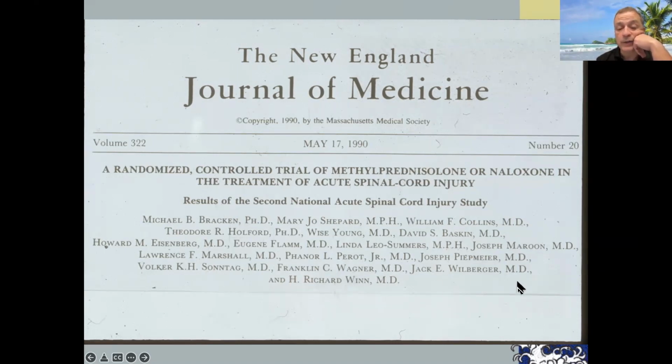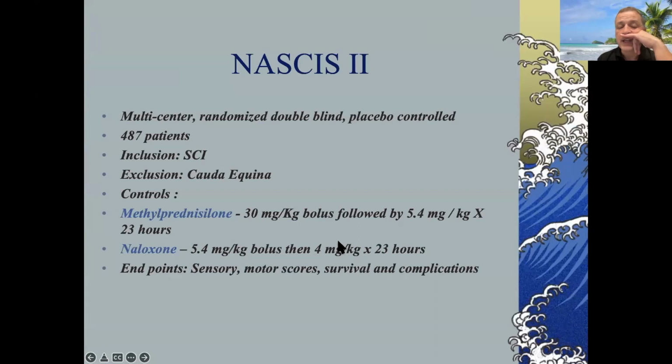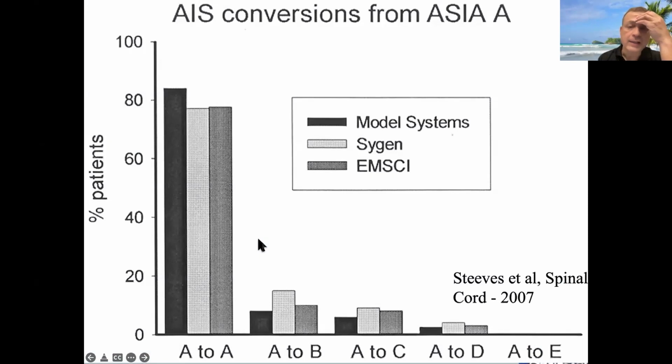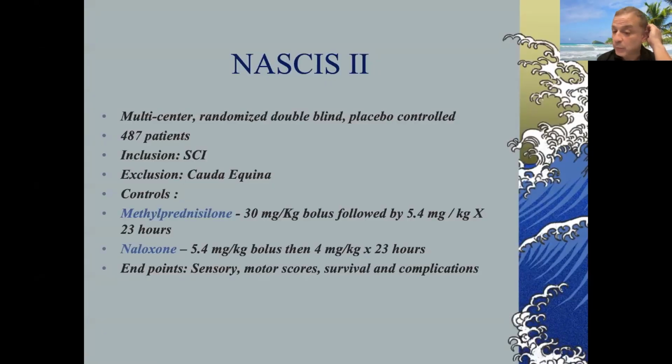You can see all of these luminaries in neurosurgery who were involved in the study, and particularly, you know, Wise Young and others who did a lot of the basic science work beforehand. And essentially, if you look at the study, it was a large study, spinal cord injury, multi-center, and it looked at methylprednisolone versus naloxone versus control, and found essentially that there was improvement with methylprednisolone at the doses listed here.